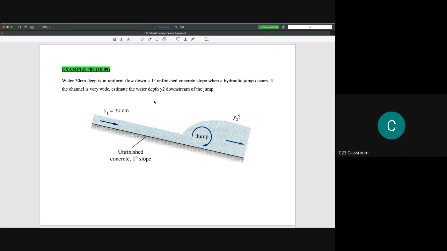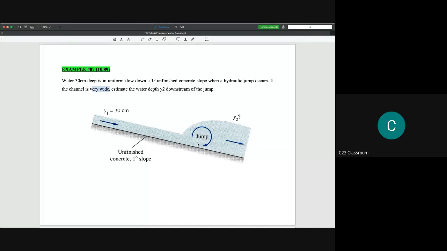So this is the example number 7. We have water 30 centimeters deep in uniform flow down a 1 degree unfinished concrete slope when a hydraulic jump occurs. If the channel is very wide, estimate the water depth Y2 downstream of the jump. So we have this situation, and the surface here is unfinished concrete with a 1 degree slope.